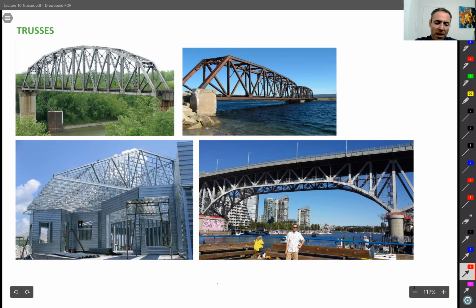And this one, can you guys guess where this one is? This is me. Somewhere close to Granville Island? That's correct, yeah. That's correct, Mohammed. It's Granville Island. The picture is on Granville Island. This is Granville Bridge, basically, right?